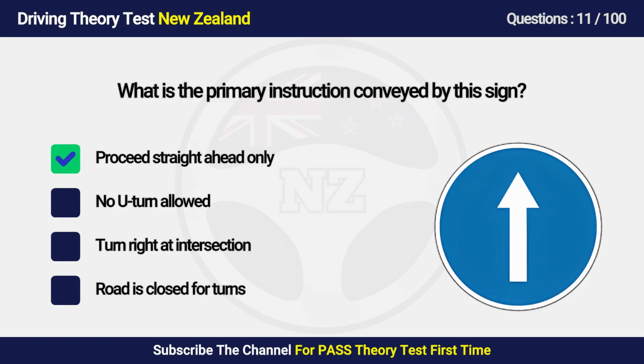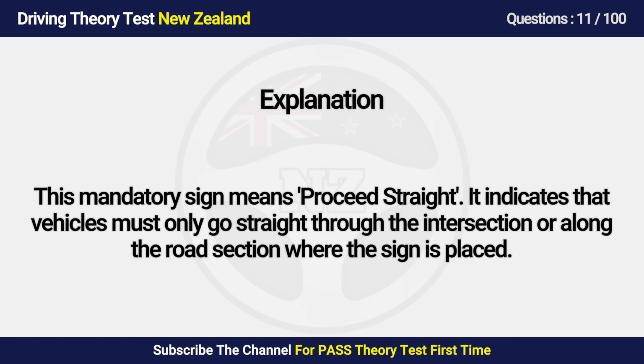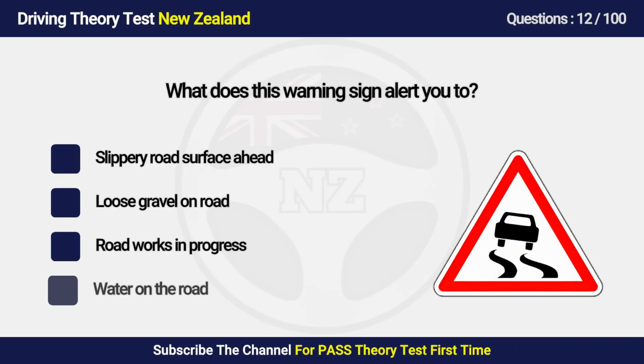Answer is A. Proceed straight ahead only. This mandatory sign means proceed straight. It indicates that vehicles must only go straight through the intersection or along the road section where the sign is placed.